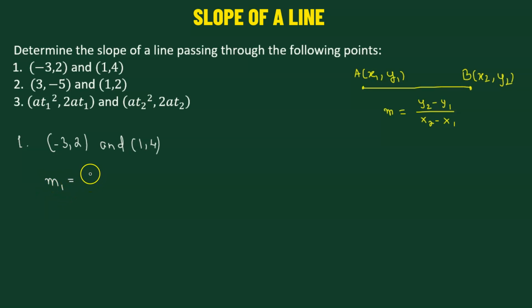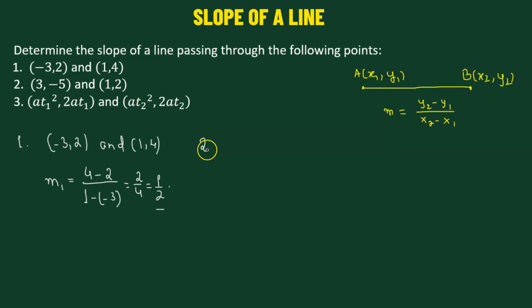So this will be equal to, in the numerator, the difference of the ordinates, or the difference of the y coordinates. That's 4 minus 2. In the denominator we have the difference of the abscissae, or the x coordinates. That's 1 minus negative 3. That's going to be equal to 2 over 4, or simply 1/2. So the slope of the line formed by joining the 2 points, negative 3, 2 and 1, 4, is going to be 1/2.